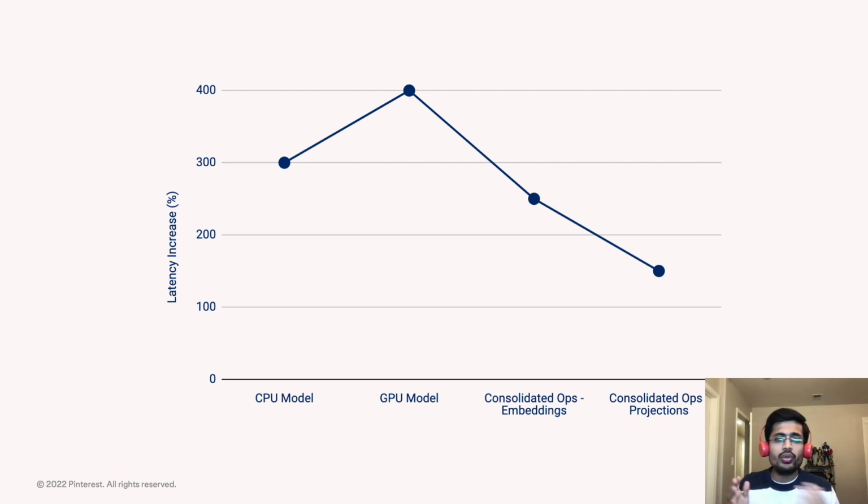So, in total, combining both of these consolidations of the small ops helped us decrease the latency increase from 400% to 150%. We are still a long way from production, but it seems we are going in the correct direction because we are moving where we want to.